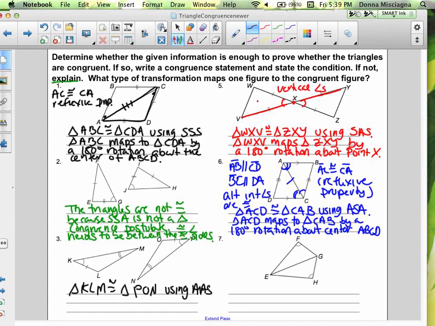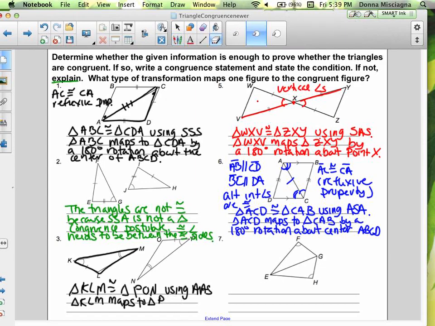This one's harder to see. I think the other two rotations are easy to see. This is a rotation, but it's going to be a little harder to see. So let's say I don't know the number of degrees of rotation because it's not like a straight line like 1, 5, and 6 were. But it is a rotation. So triangle KLM maps to triangle PON by a rotation.